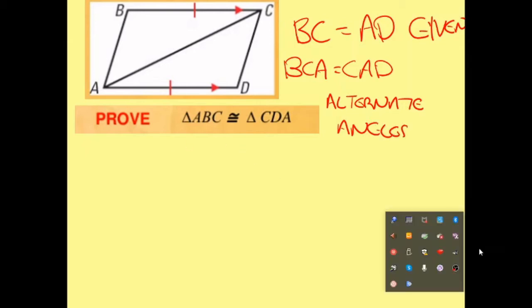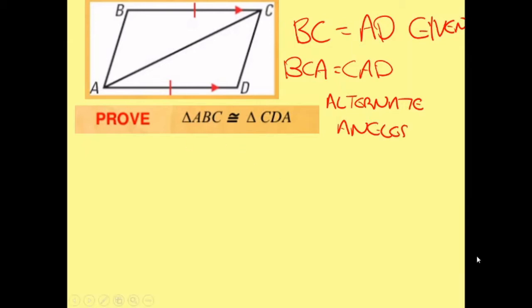And so I think I need an extra thing here. Now, it's very hard to keep going back to the rules of parallelograms, but the side AC is actually shared by both triangles. So I'm actually going to say AC equals AC. I'm going to call it a shared side.